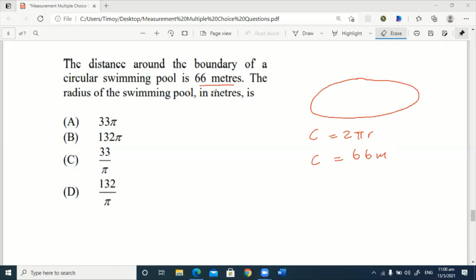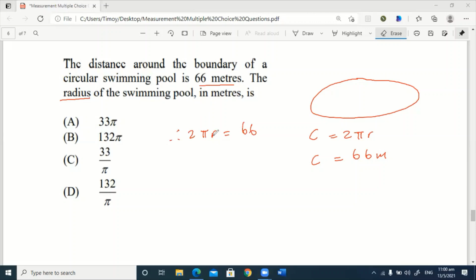Now, they want us to find the radius. So look here. We can simply find the radius by equating these two formulas. Because you can see that C is equal to 2 pi r, which is the circumference, and C is also equal to 66. So this implies that 2 pi r is therefore equal to 66. And from this, this is just an equation, we can now determine what r is going to be. So we can now find the radius.